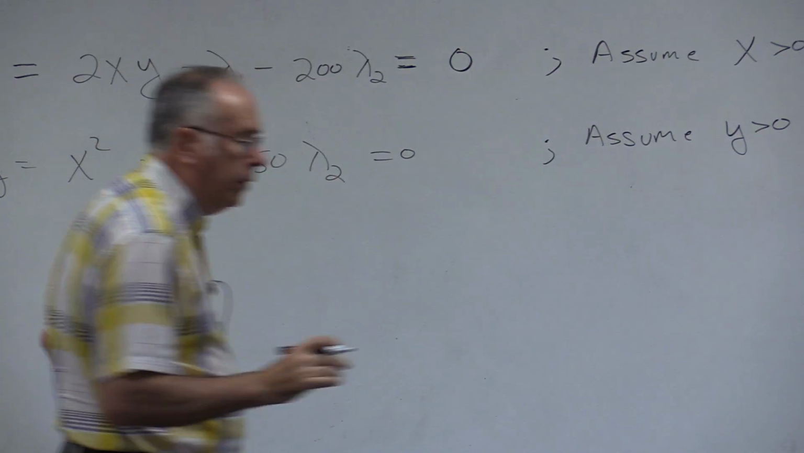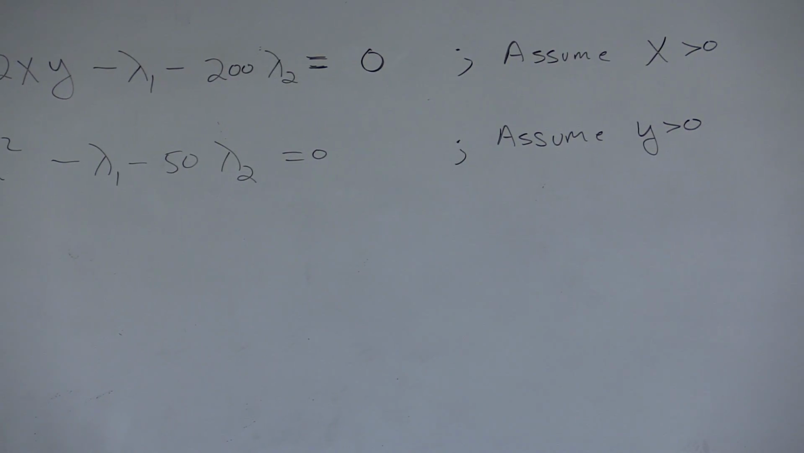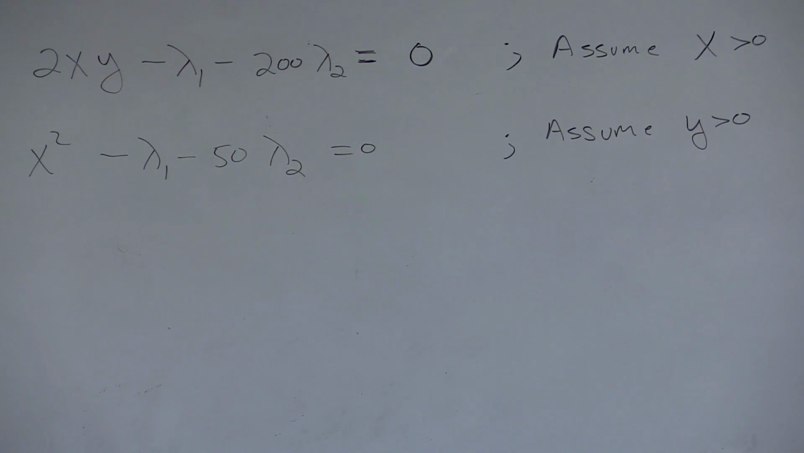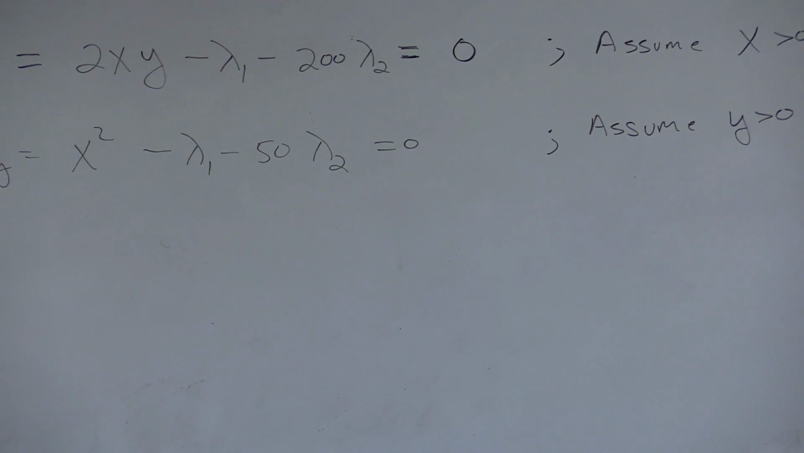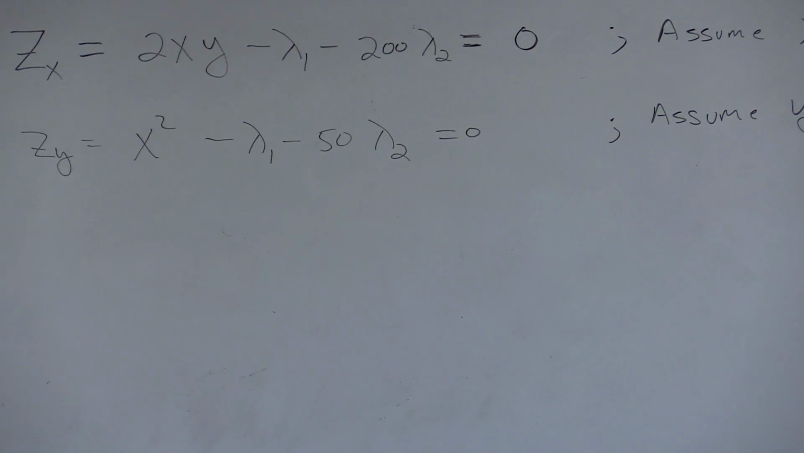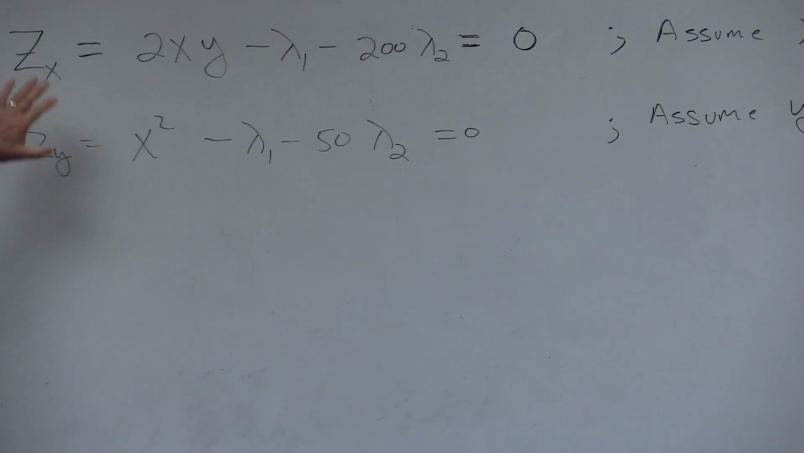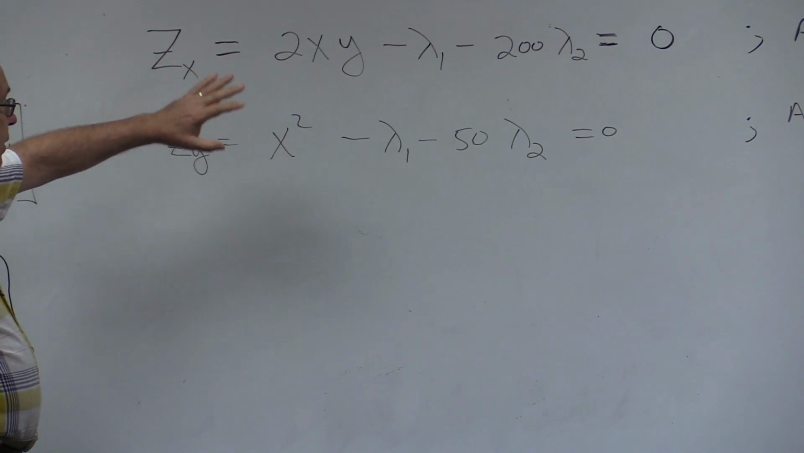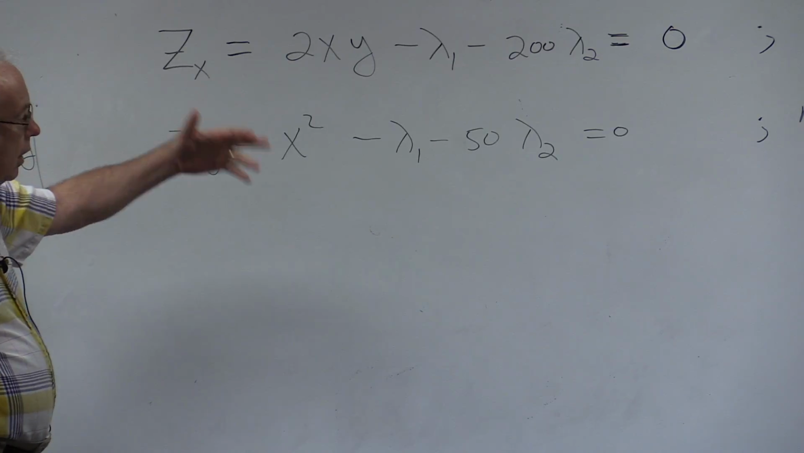Okay. Do I need to back up and talk about the Kuhn-Tucker conditions, or are you all familiar with those? Okay, by complementary slackness, we know that partial z partial x times x has to be 0. So if x is positive, then partial z partial x must be 0. Okay, so these two equations involve four unknowns, x, y, lambda 1, lambda 2.